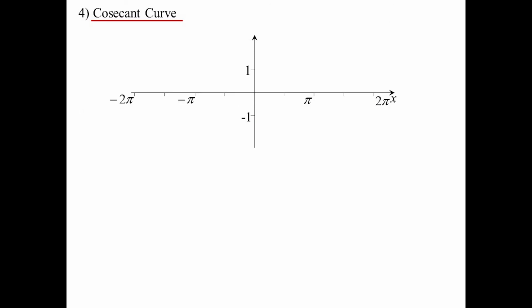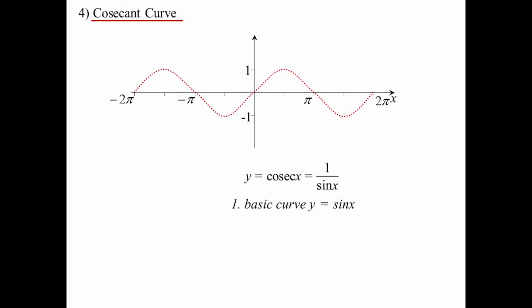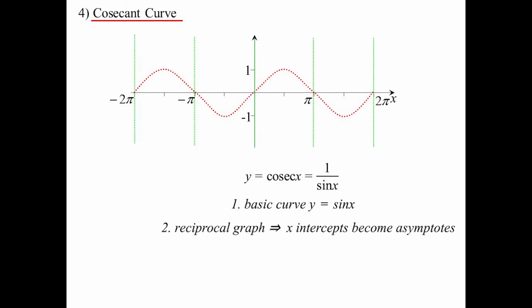Let's have a look at one of the reciprocal graphs. So cosecant. The way I'm going to draw it is by drawing the reciprocal of the sine graph. Okay, so we know that cosec is 1 over sine x. So if I draw in the basic curve y equals sine x, and then we're going to take its reciprocal. So what did we say? We said, well, the x-intercepts would become asymptotes. So I've drawn those in.